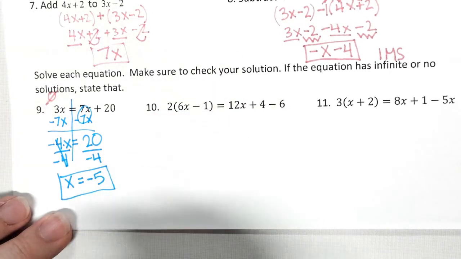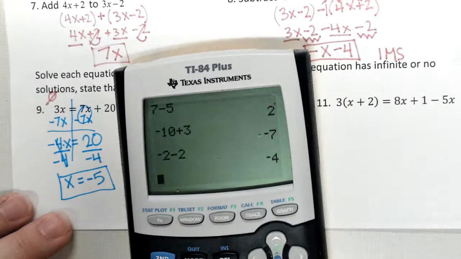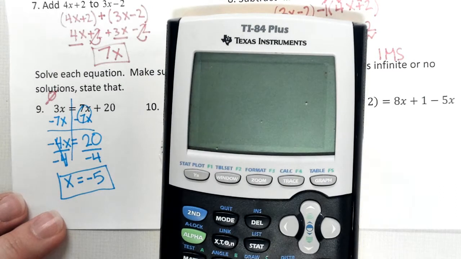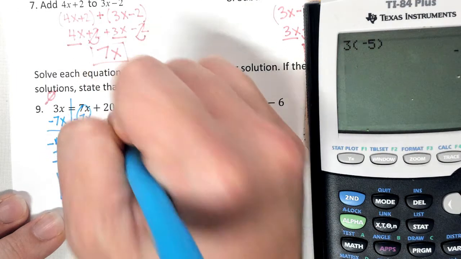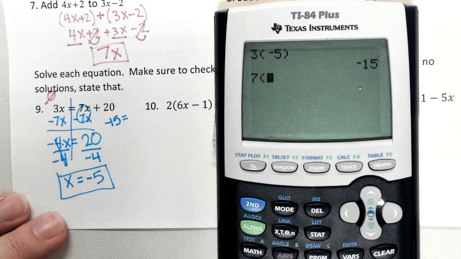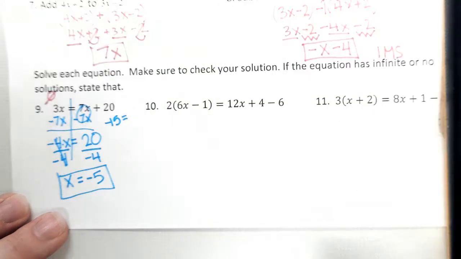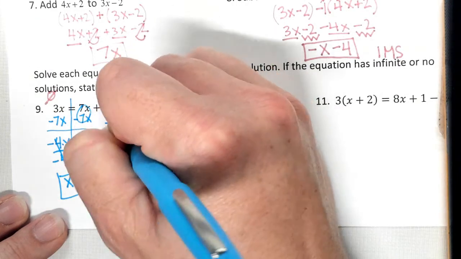Now you can check your work. On the test, it will tell you to check your work. Y'all, all I'm asking you to do, 3 parentheses negative 5, that's the left side, it gives me negative 15. And then this side, 7 times negative 5, plus 20 should also equal negative 15, and it did. So negative 15 equals negative 15, there's my check.